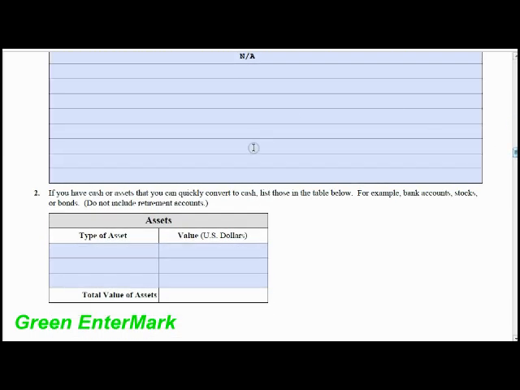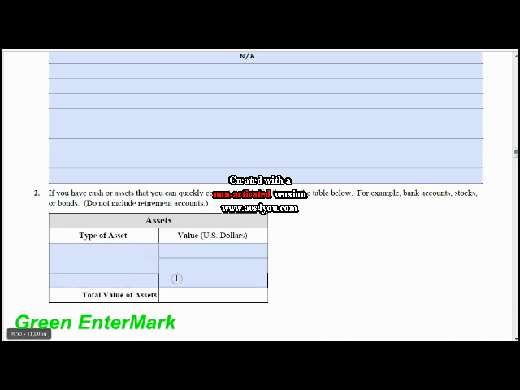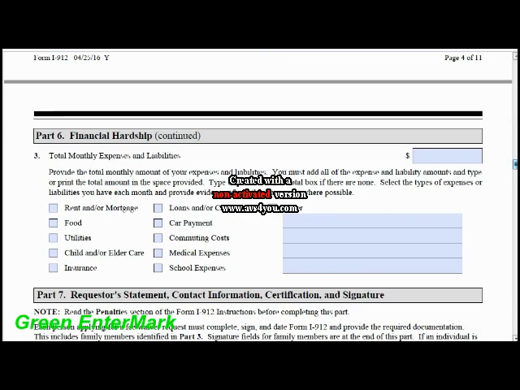Then if you have any assets, like a house, shop, or any other thing, or a bank account, you have to mention in this table the type of asset and its value in dollars. And lastly, the financial hardship. How are you getting the financial hardship?